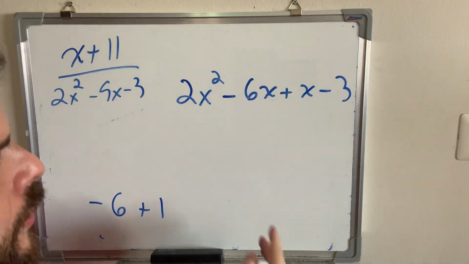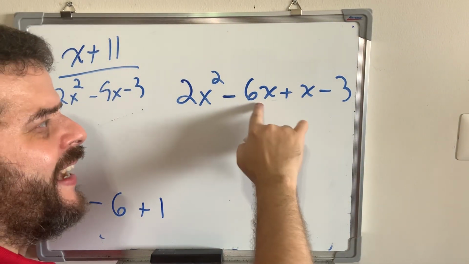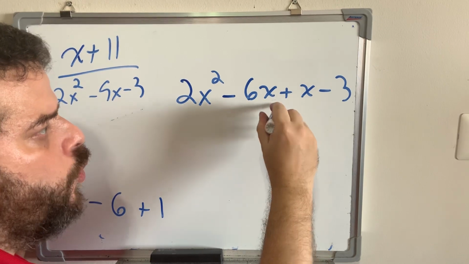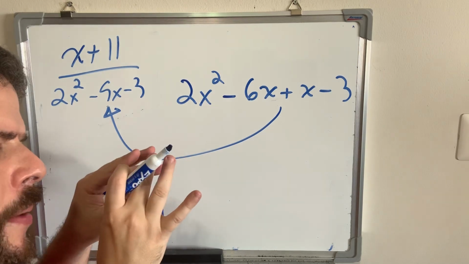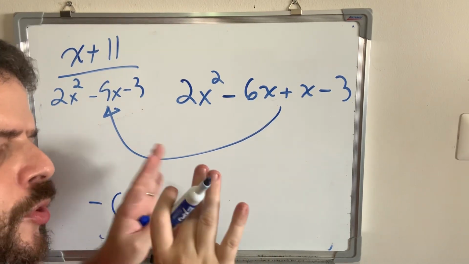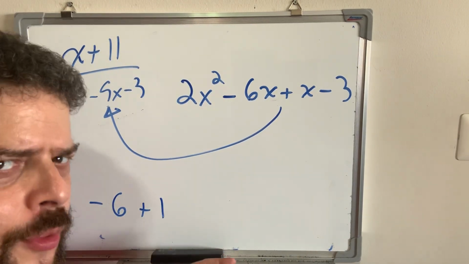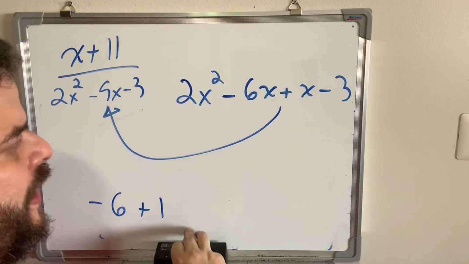Now note, what happens when you add -6x plus x? Do I not end up with -5x? So all you're doing is breaking down the middle into two parts so that now you can work with those two parts. But it's the exact same value.